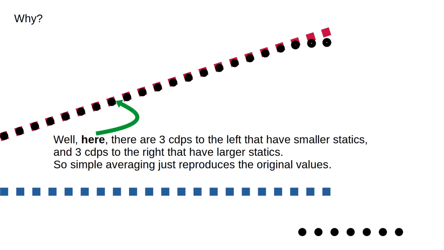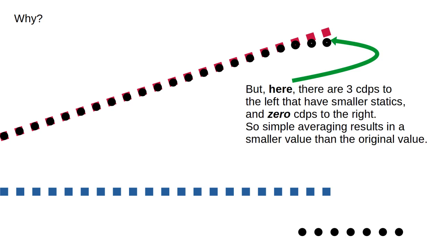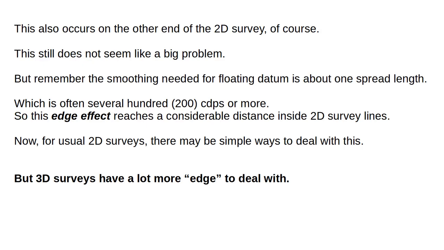Well, here there are 3 CDPs to the left that have smaller statics and 3 CDPs to the right that have larger statics. So simple averaging just reproduces the original values. But here there are 3 CDPs to the left that have smaller statics and 0 CDPs to the right. So simple averaging results in a smaller value than the original value. This also occurs on the other end of the 2D survey, of course. This still does not seem like a big problem.